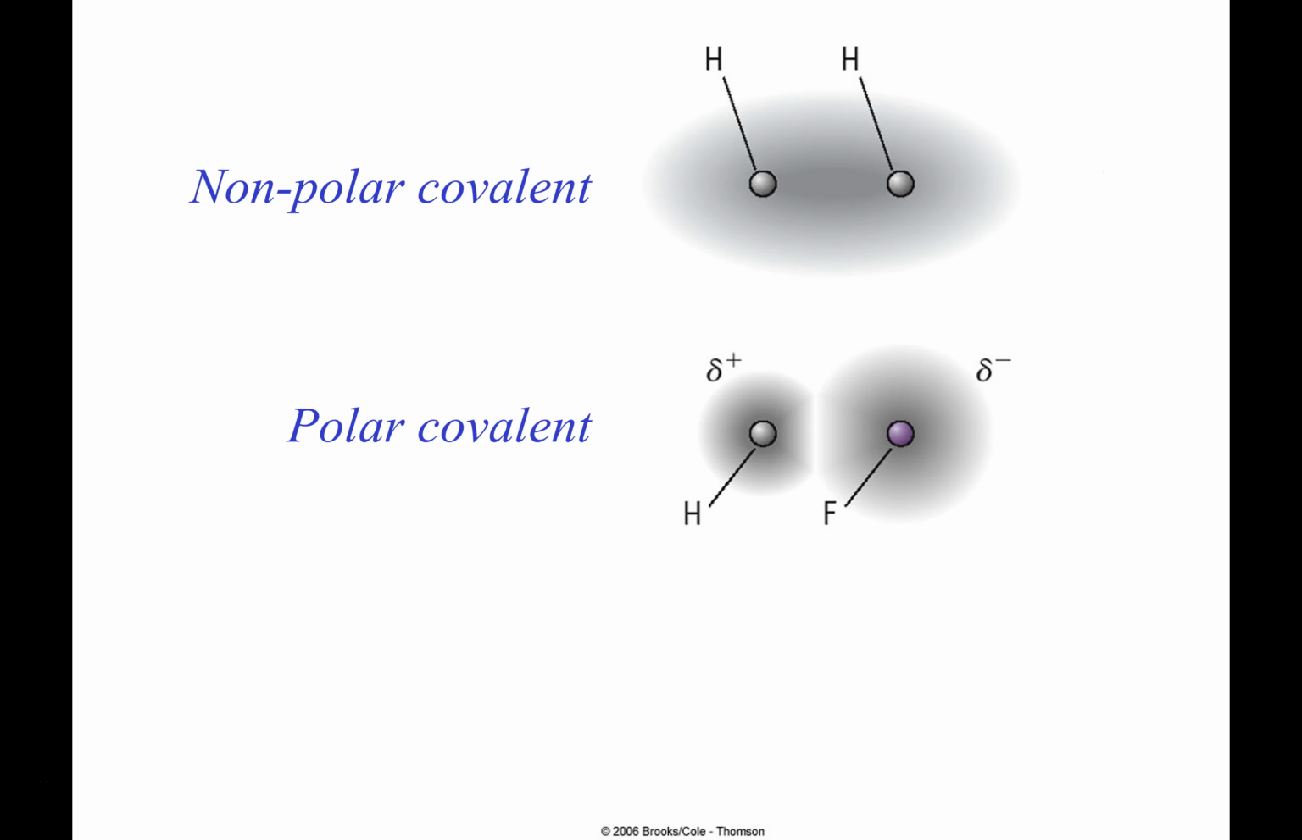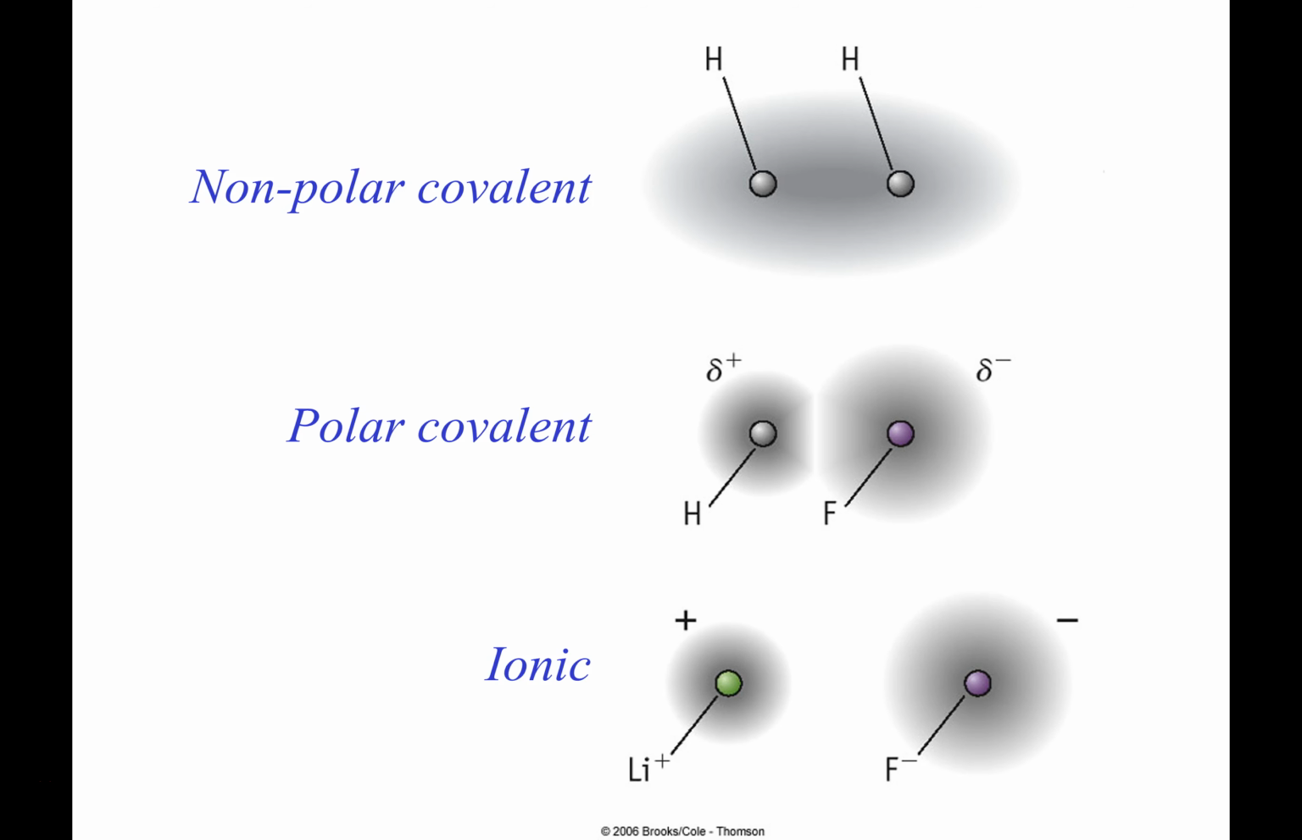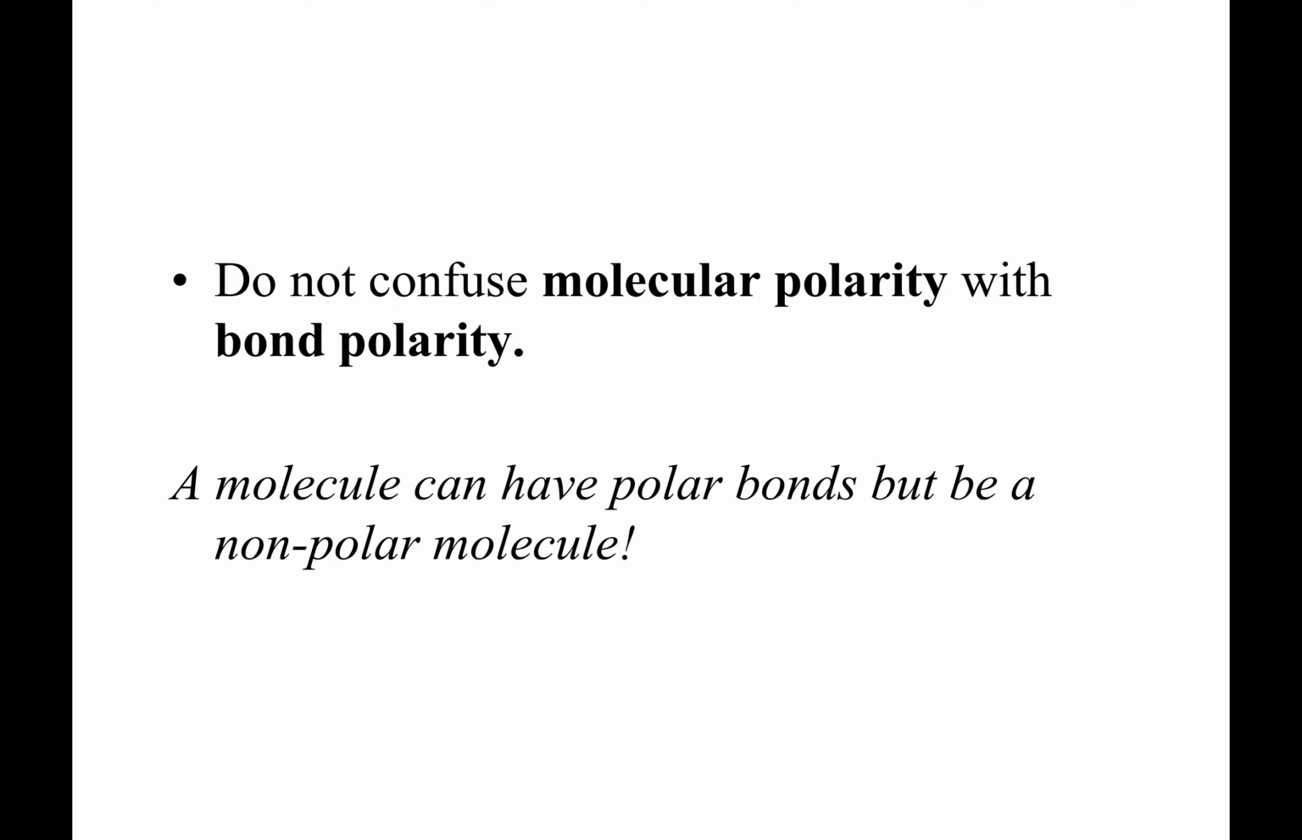Partially negative fluorine, partially positive hydrogen. Fluorine has the higher electronegativity, and here an electron is transferred entirely. I think you get that.